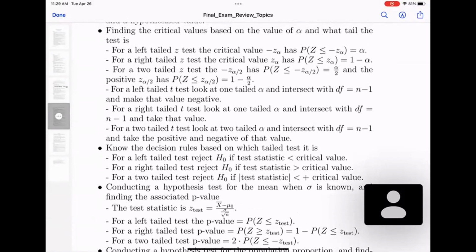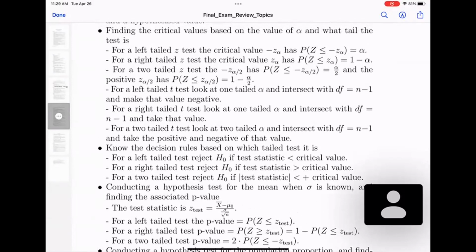Does everyone think they could find the critical values if I give you the value of alpha, at least for a Z test? Okay, we'll talk about some examples next time too. Then we move on to a t-test. So this one you just use the table.